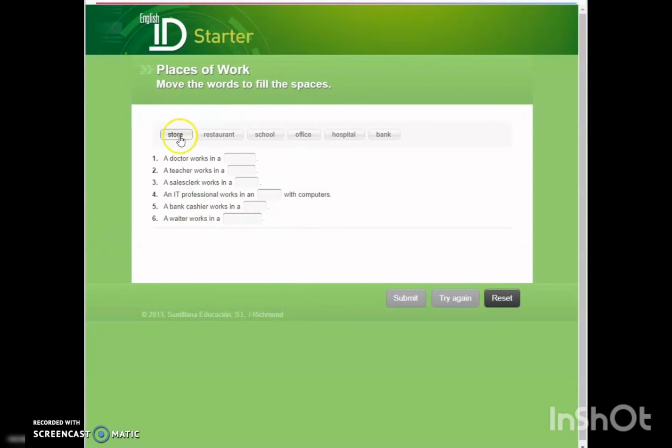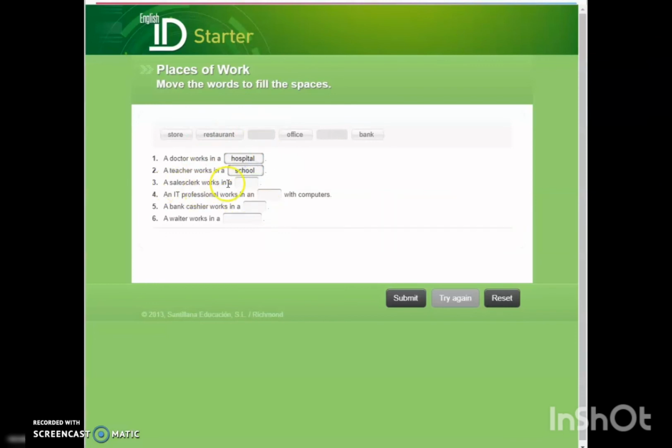Places of work. We have a store, a restaurant, a school, office, hospital, and bank. We have to read the sentence in order to know what is the correct place of work. Number one, a doctor works in a hospital. You are going to do this, hospital. Then number two, a teacher works in a school.